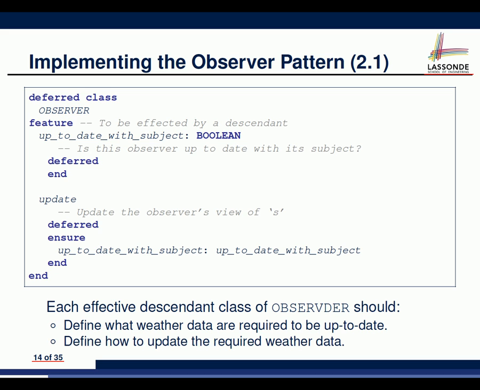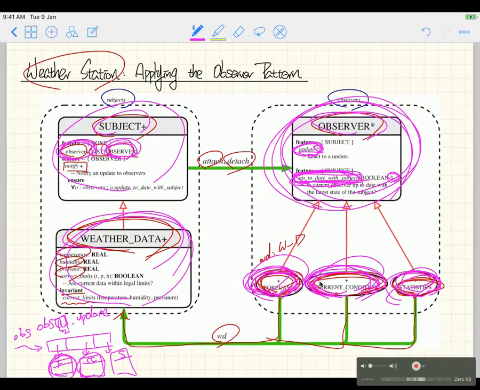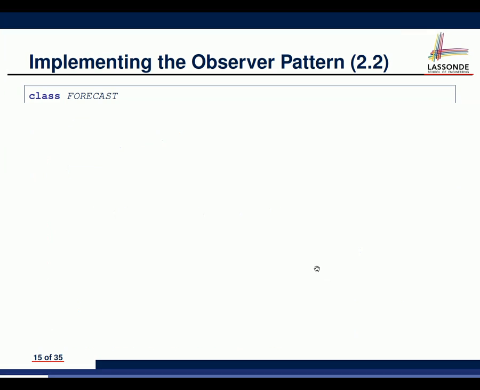Now we're just going to see exactly how we can define these 2 features for every descendant class of the observer. So let's see forecast, current conditions, and statistics. That's how we're going to implement them. Okay, let's see one of them so you will get an idea. The other 2 will be defined in a very similar way. Now, let's do the forecast.